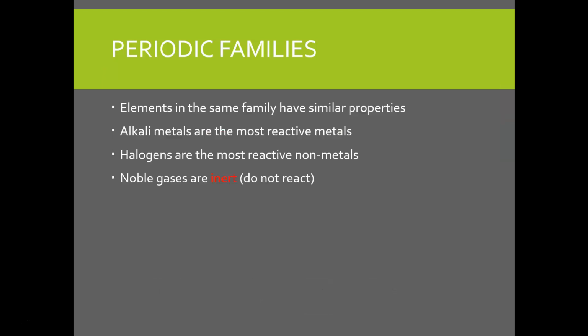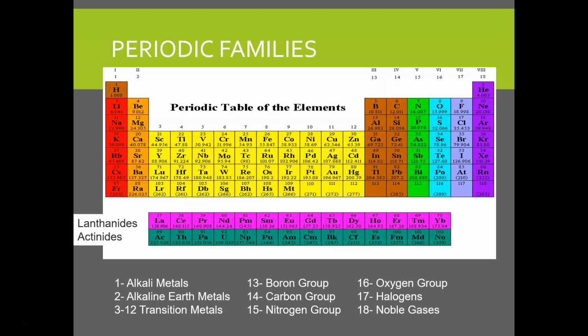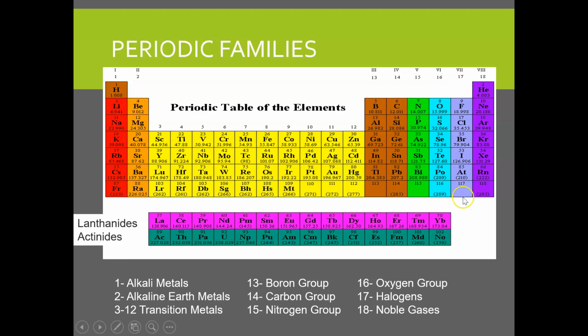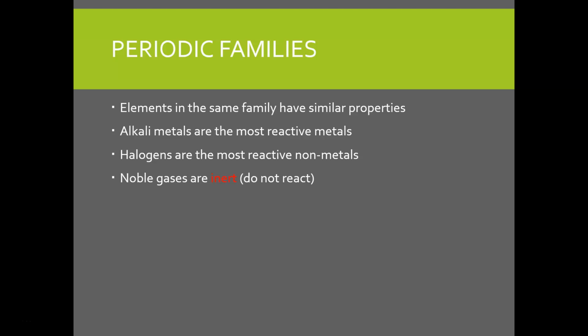Elements in the same family have similar properties. So all of our halogens have similar properties, just like all the alkaline earth metals have similar properties. The alkali metals, which if you remember were over here on the far side, are the most reactive metals, and the halogens, which if you will remember are almost all the way on our right side, are the most reactive non-metals. The noble gases, however, that very last column, are inert, meaning they do not react at all.